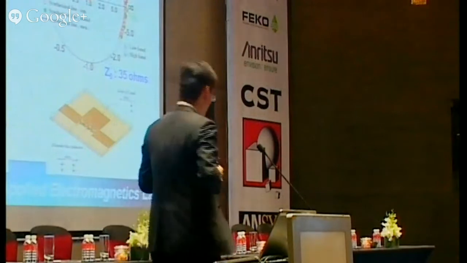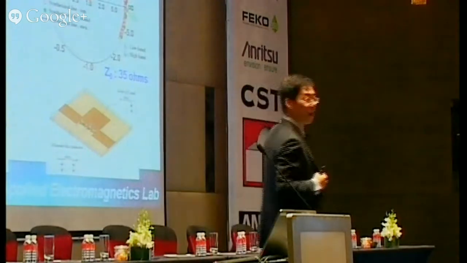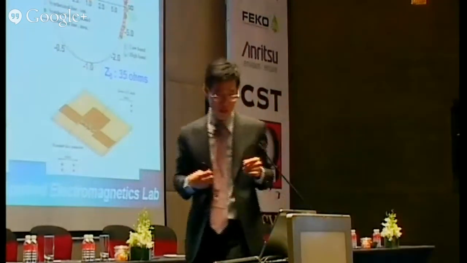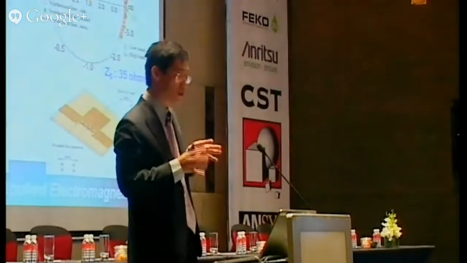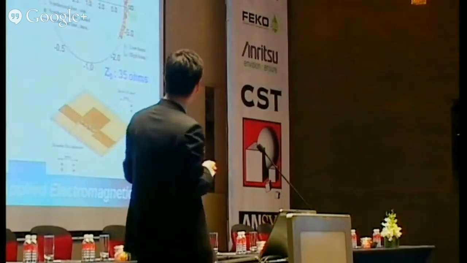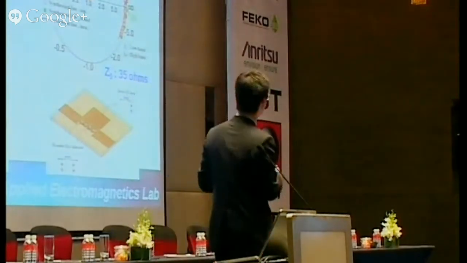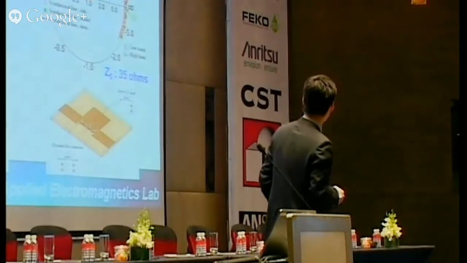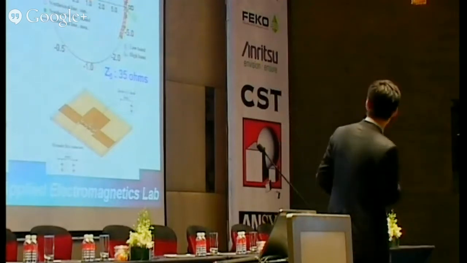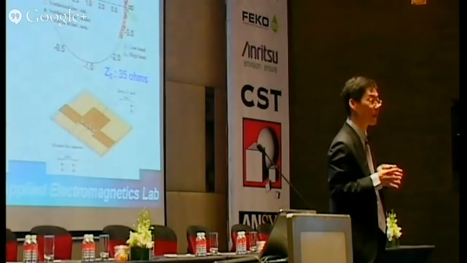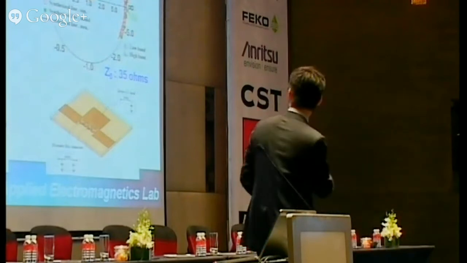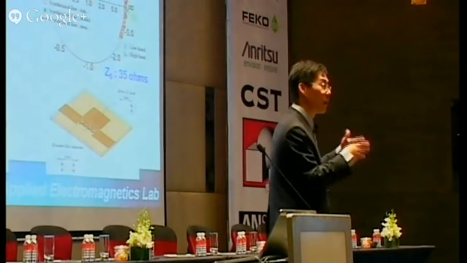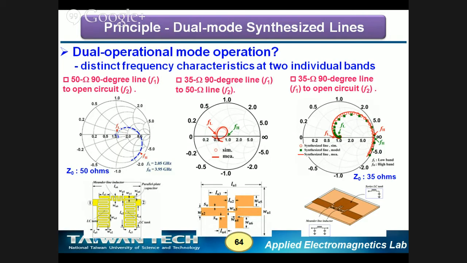So let's proceed to the second part of our discussion. In the first part, I was talking about why we need our synthesized transmission line to be open circuit at a certain frequency, because we want to make the building block invisible. Let me use these three design examples as an illustration to demonstrate the design procedure.